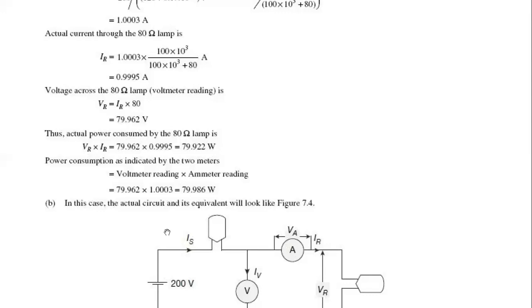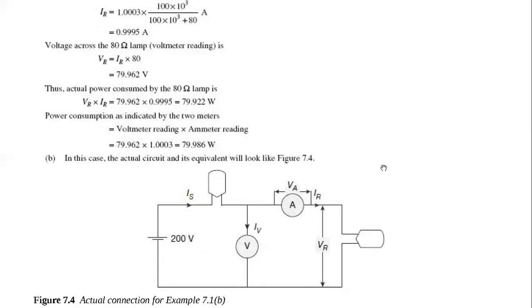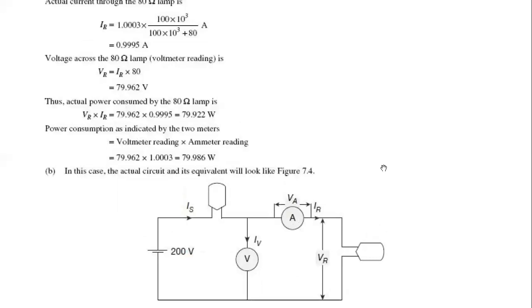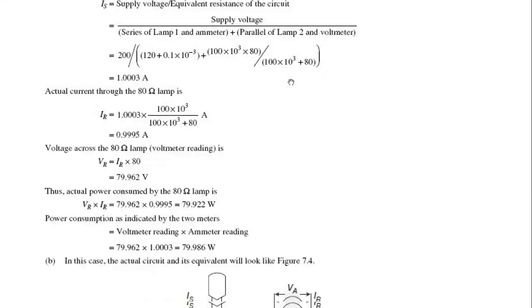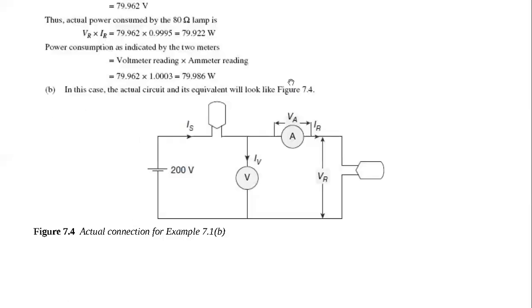So we can go to the second scenario, whereby now the ammeter is closer to the resistance as compared to the voltmeter. So we move the position of the ammeter. Note the difference between the two figures. You can see here the position of the ammeter for figure A, and also the position of the ammeter as per figure 7.1b here. So this is the actual connection for the example that you are tackling, 7.1b.